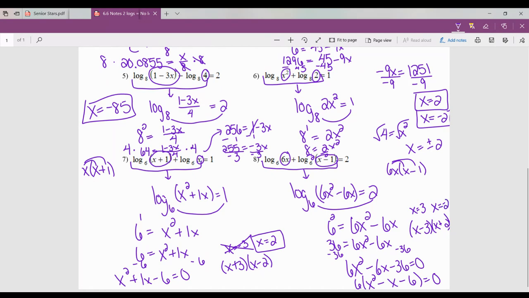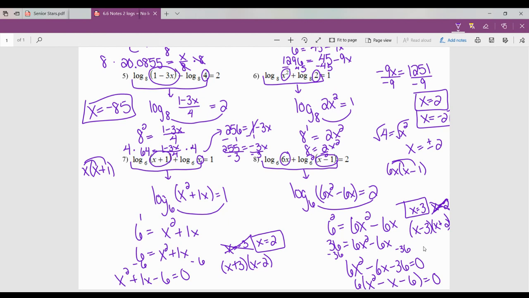Do they both work? Positive 3. 6 times positive 3, 3 minus 1. Yep, 3 works. Negative 2. 6 times negative 2, that would be negative 12. Can't take the log of a negative number, so that one is gone. So my only answer for number 8 is x equals 3.